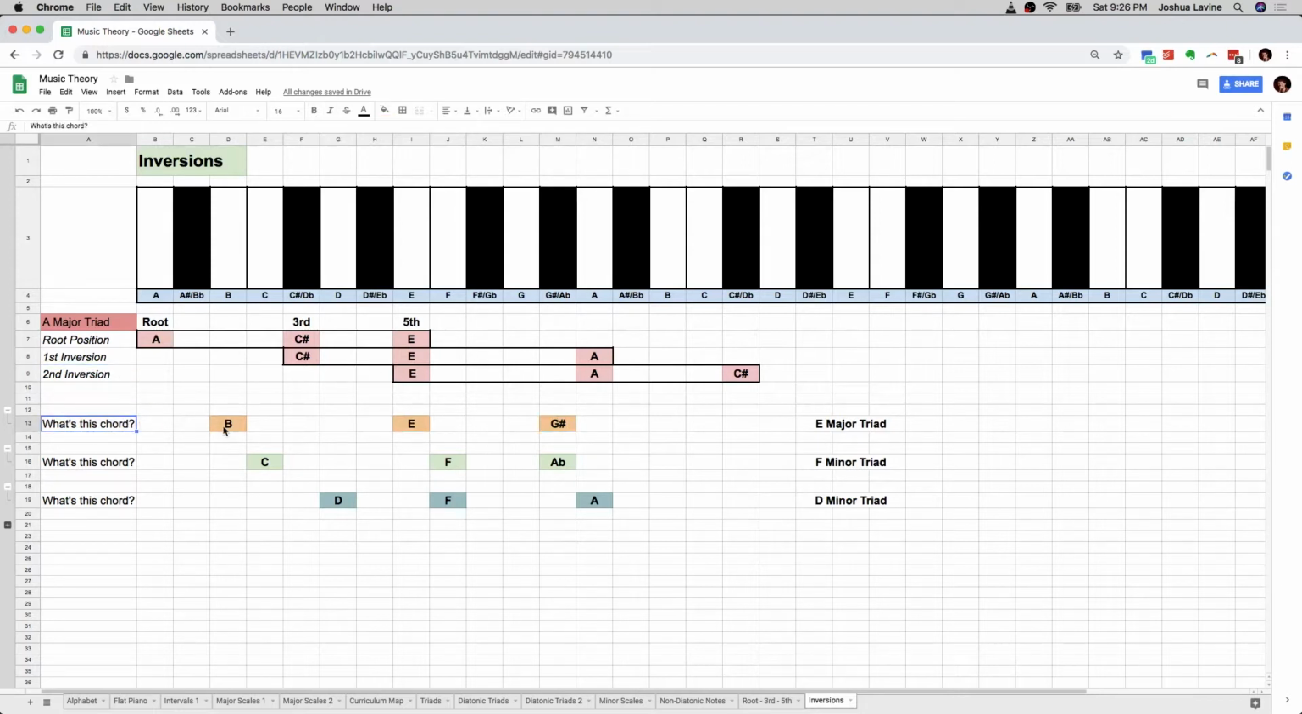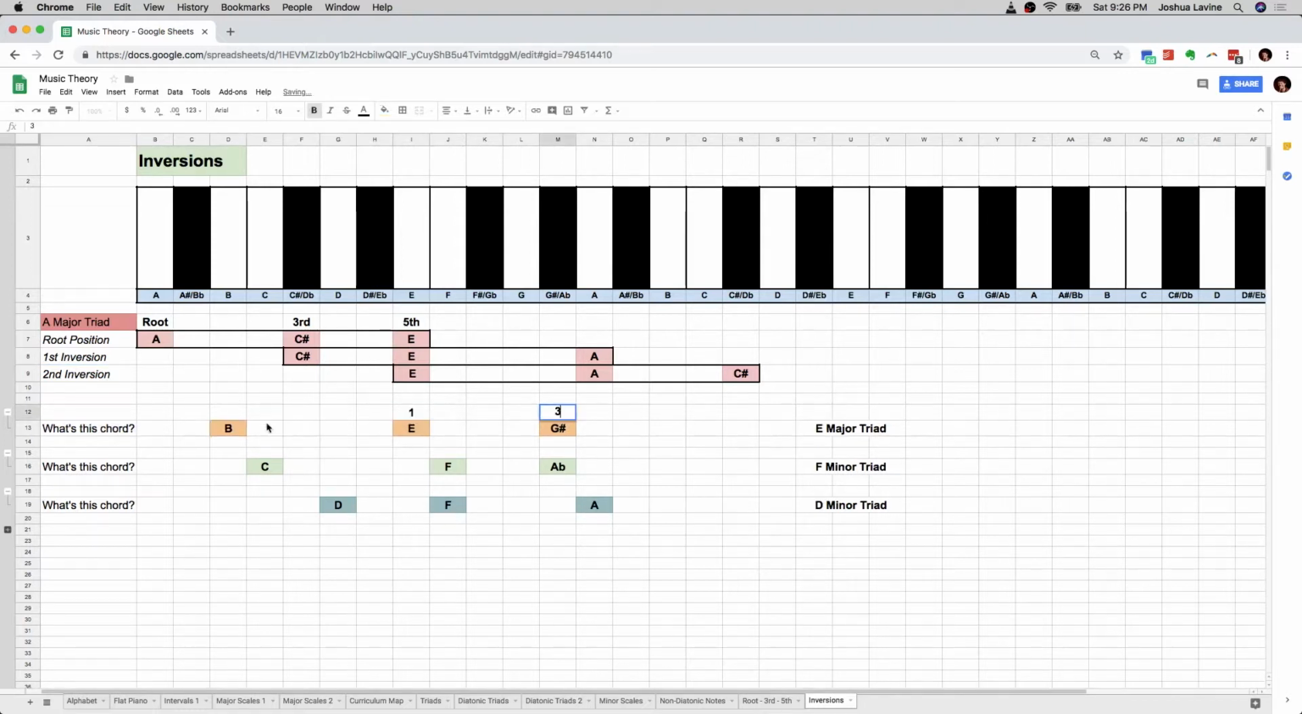Well, let's see. It starts on the fifth. So this would be the 1, this would be the 3, this would be the 5. And in my second inversion, that's when I start on the 5th. So actually this is second inversion.